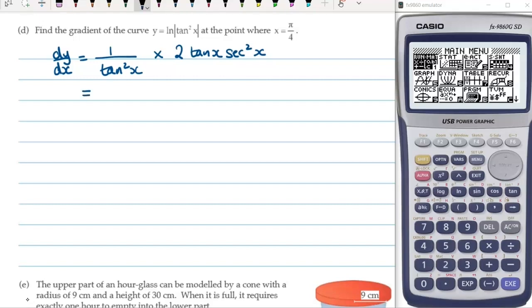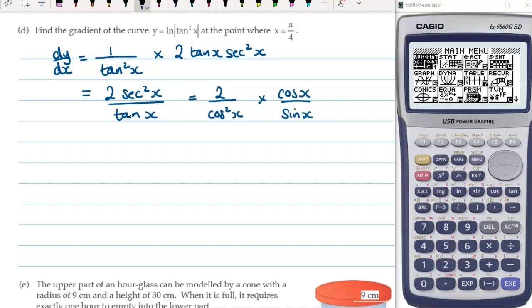So if we now go through and cancel what we can, we can take a tan out from the top and the bottom. So we've got 2 sec squared x over tan x. Now sec is 1 over cos. So 2 times sec squared is 2 over cos squared x. Tan x is sine over cos. So if we've got a division by tan, it's the same as multiplying by cos over sine.